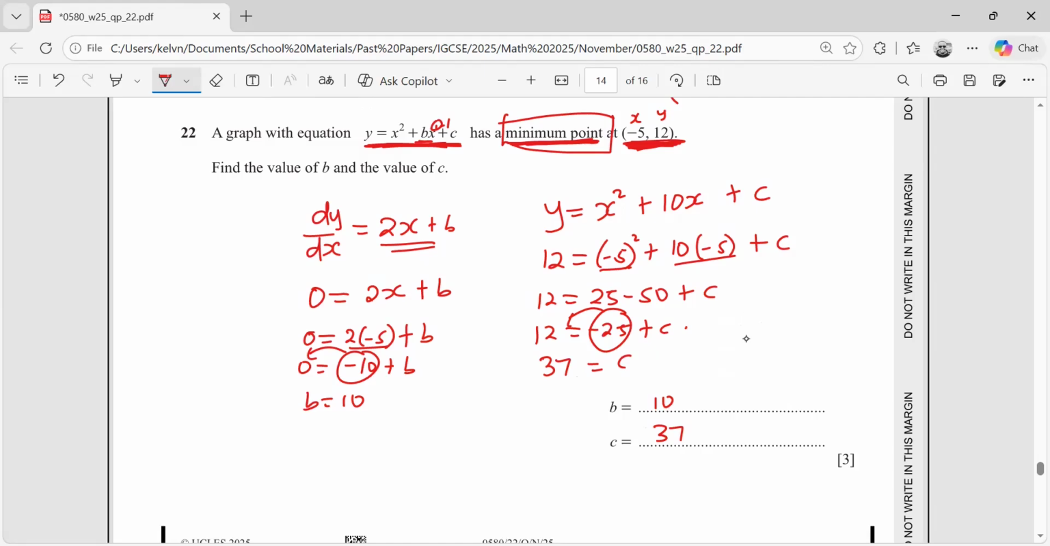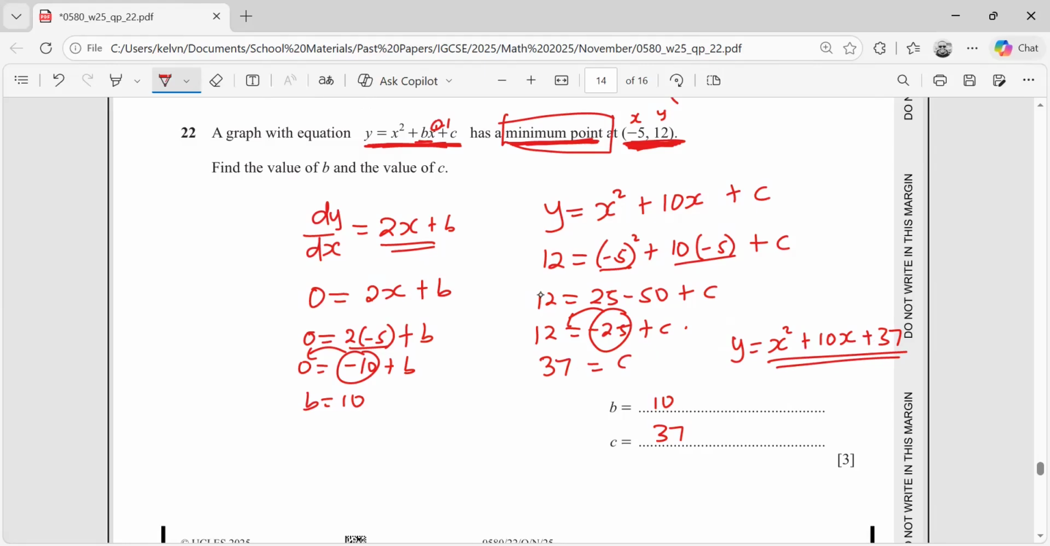If you were to write the whole equation, it would be like this. Y equals x squared plus 10x plus 37. So this is the original equation. Sometimes they might ask that.